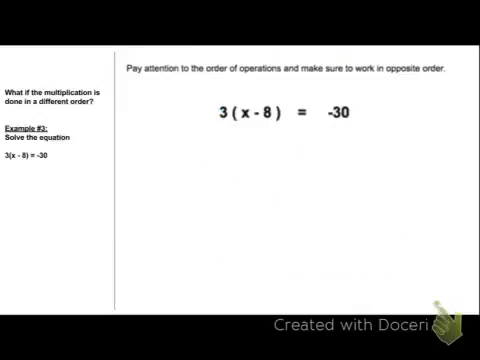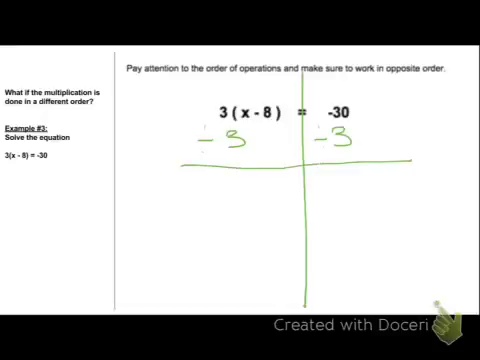In this third example, we have something a little bit different. We have multiplication, we have subtraction, but the thing that has changed here is that the subtraction is actually being done first because it's inside of parentheses. That's okay. Just remember the rule. Do the opposite in the opposite order. So in this case, the second thing being done is the multiply by 3. So we're actually going to divide by 3 first. When we divide by 3, that makes this go away, and all we have left is x minus 8. And negative 30 divided by positive 3 is negative 10, because a negative divided by a positive is a negative.